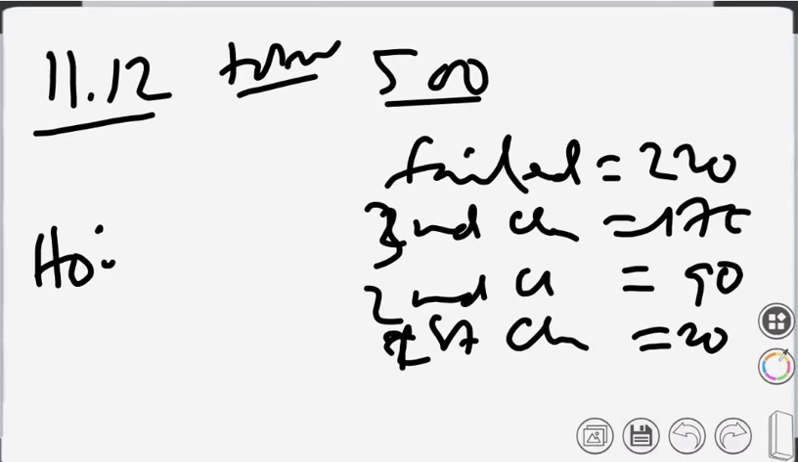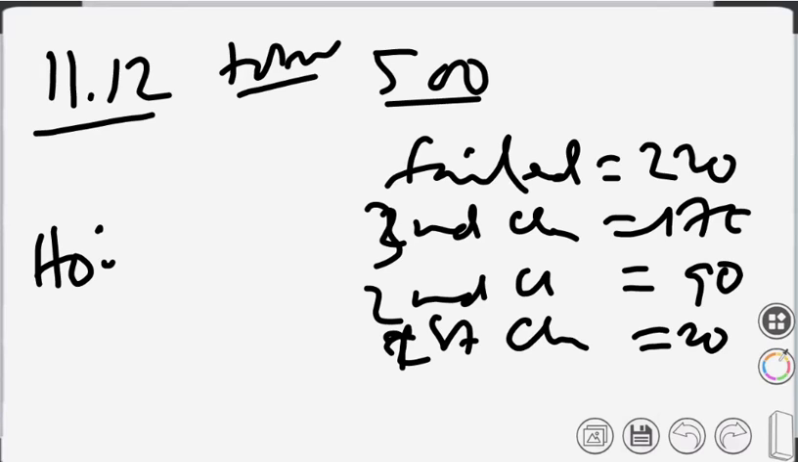What will be the null hypothesis? The null hypothesis is the result is commensurate with the general examination result. That is, please write, the result is commensurate with the general examination result.